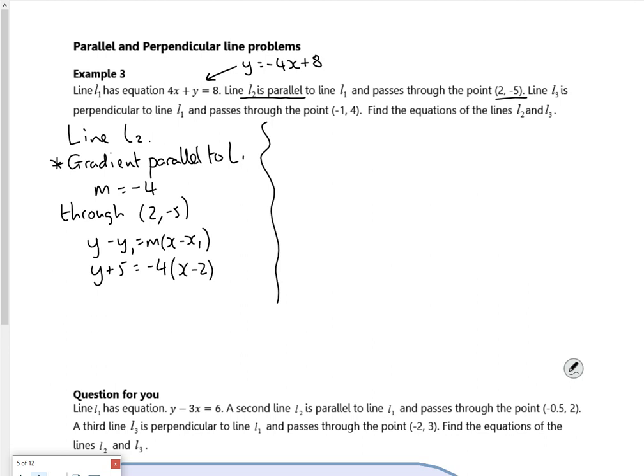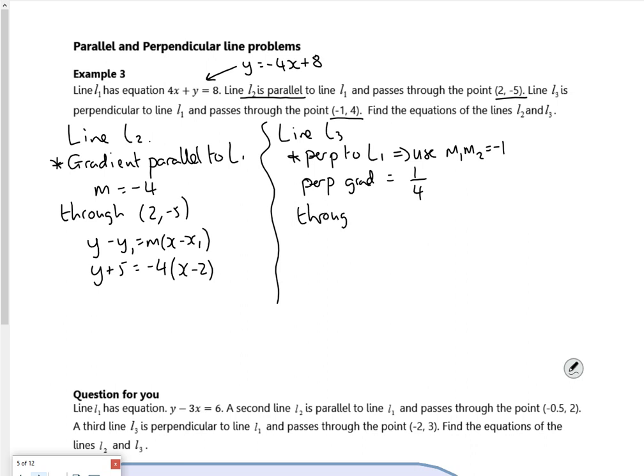Right, so then it tells us for line L3. Line L3 is perpendicular to L1. So I'm going to use the idea that m1 times m2 is equal to minus 1. So I know that my perpendicular gradient is going to be a quarter. And that goes through the point minus 1, 4. So I'm using y minus y1.